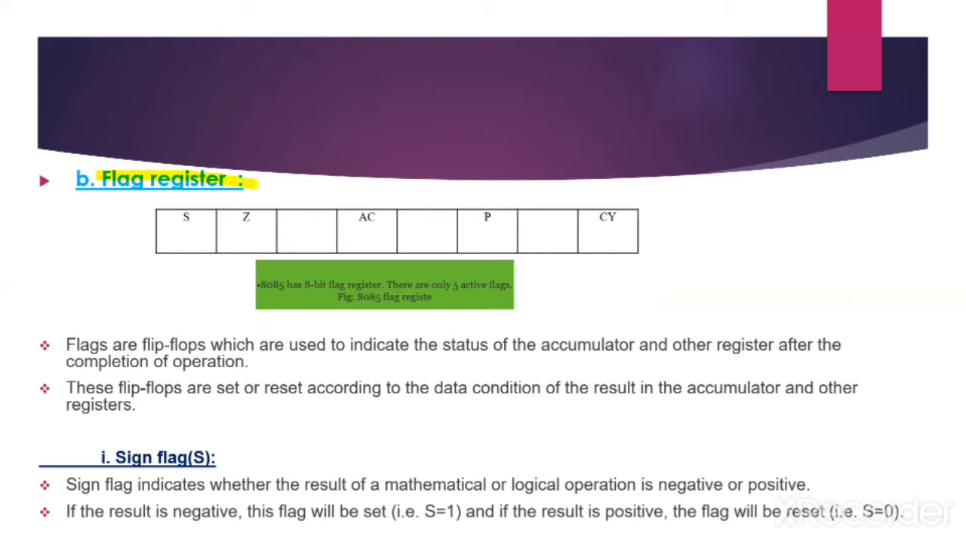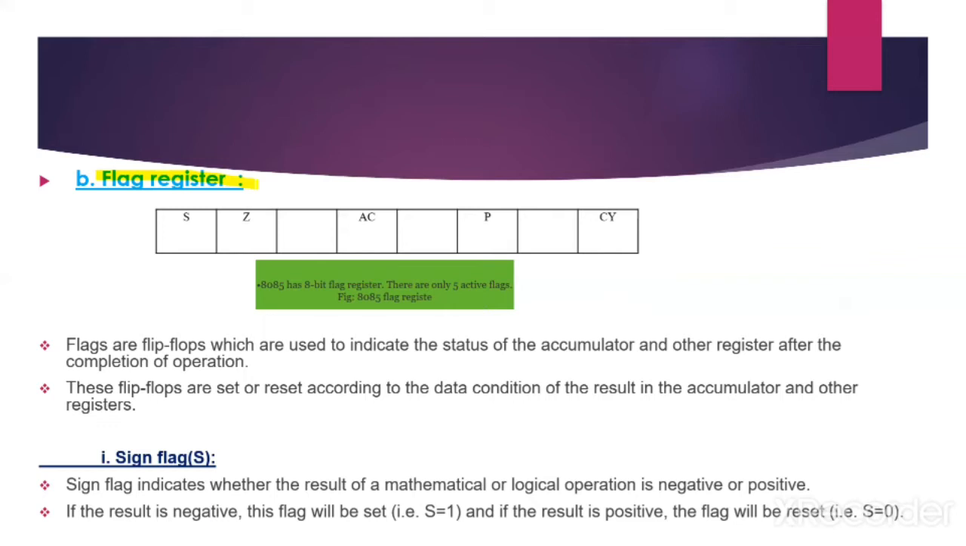Flags are generally flip-flops, which are used to indicate the status of the accumulator and other registers after the completion of operation. And the flip-flops are set or reset according to data condition of the result in the accumulator and other registers. So first flag is sign flag. Sign flag indicates whether the result of mathematical and logical operation is negative or positive.